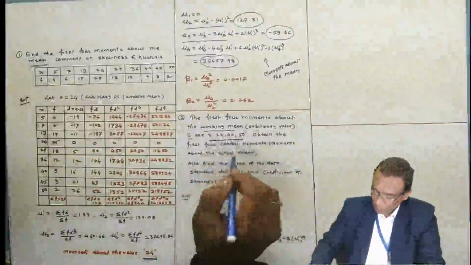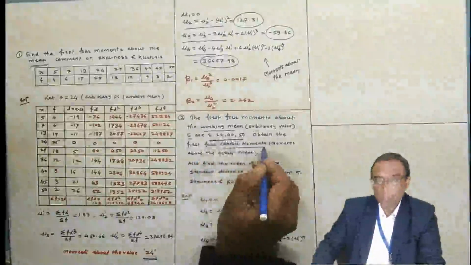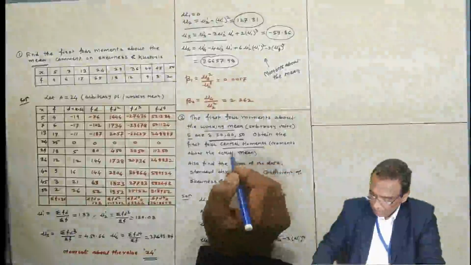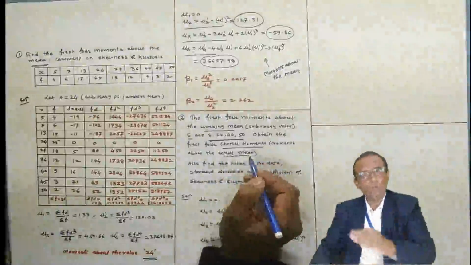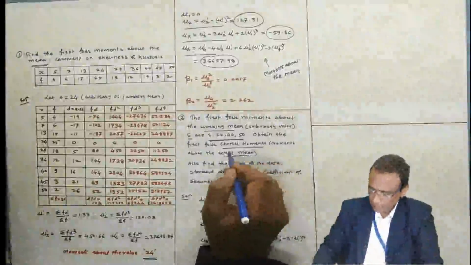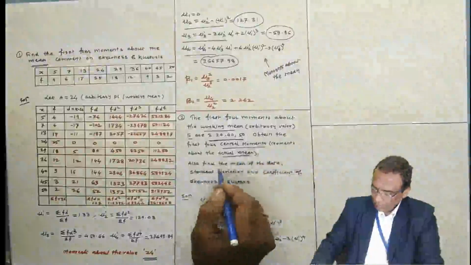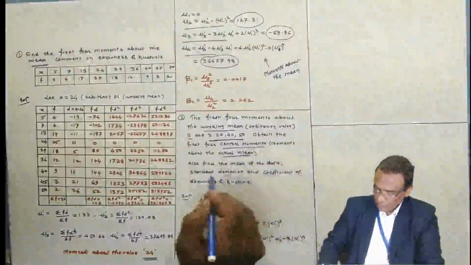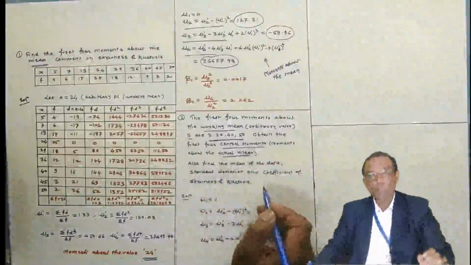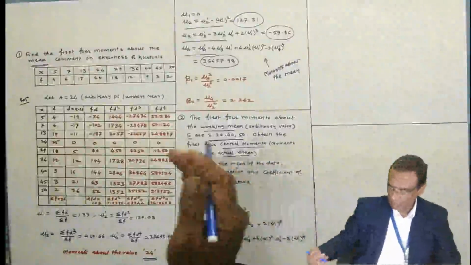What we have to find? The central moments. Central moments are the moments about the mean, the actual mean. Actual mean or mean is the same thing. Moments about the mean we are going to find. Also find the mean of the data, standard deviation and coefficient of skewness and kurtosis. Many things are asked.